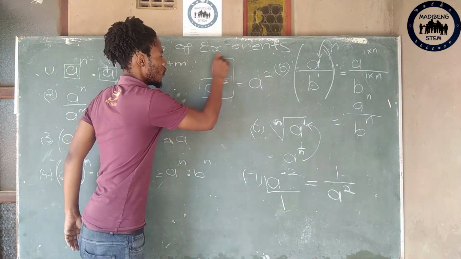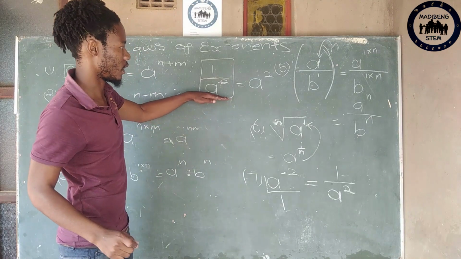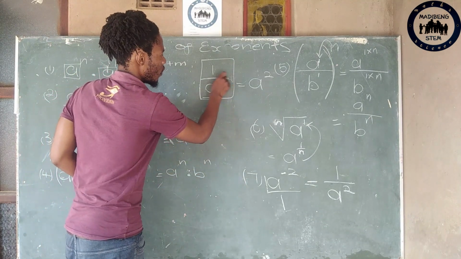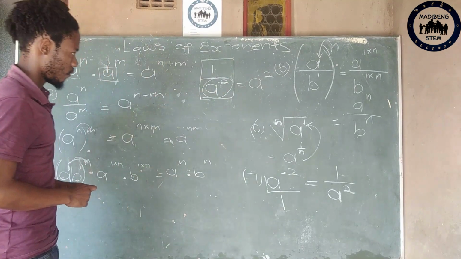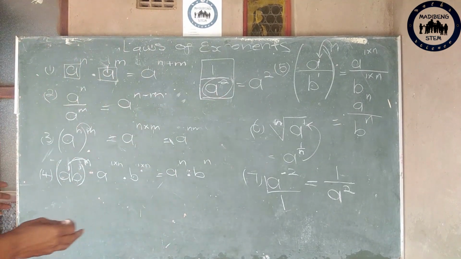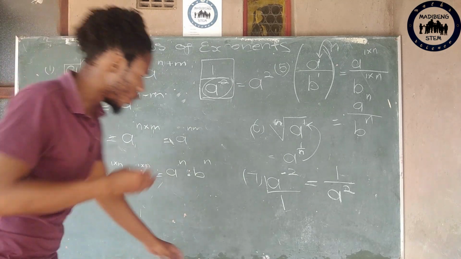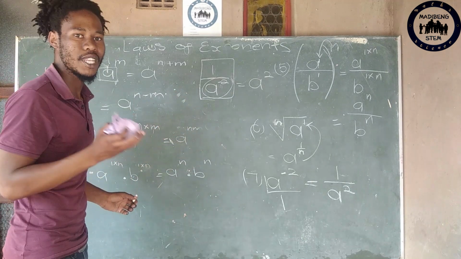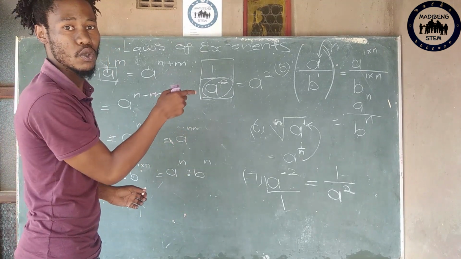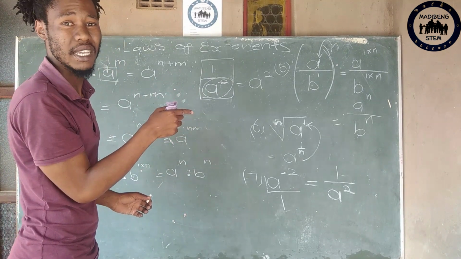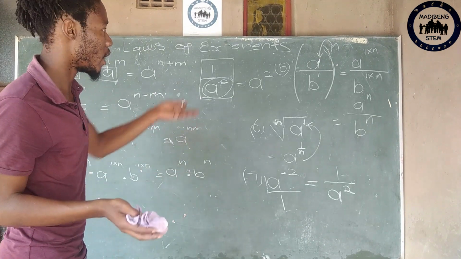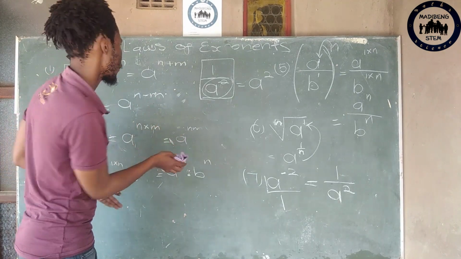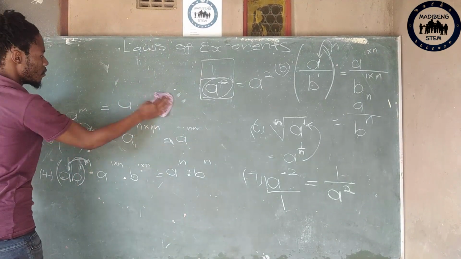If you have this situation, if your answer was like this, you have to put it like this. We cannot leave our answer with a negative exponent. So guys, these are all the laws of exponents. You have to remember this. It's mandatory for you to know this before you can even attempt to answer any questions based on exponents. You cannot answer them if you don't understand their laws. Keep that in mind.